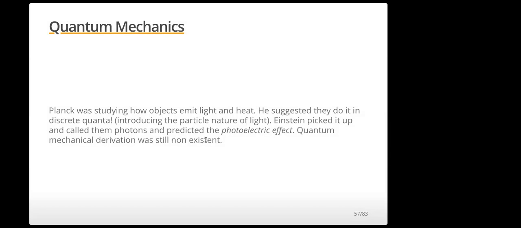So Planck was studying how objects emit light and heat, and he introduced this notion of quantum. Okay, and so Einstein picked it up, and he called these quanta of energy photons, and he predicted what we call the photoelectric effect. But there was no quantum mechanical derivation of Planck's construction. So Bose came into the game, and he said, okay, the way you're doing it is wrong.